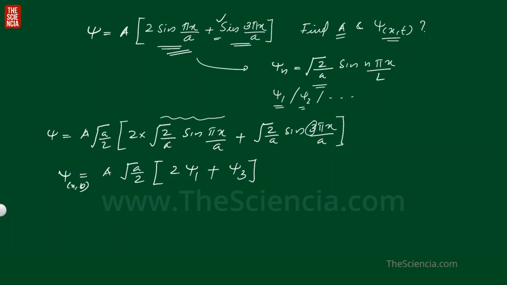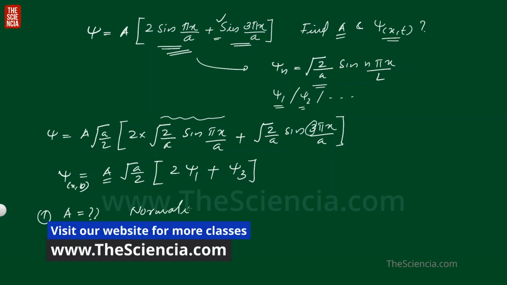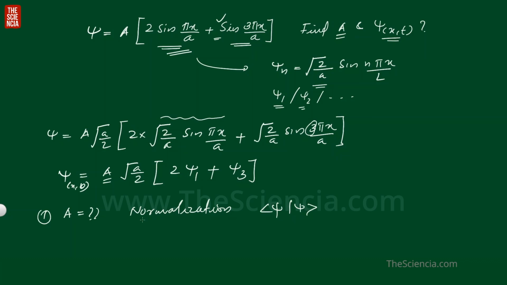Now we have to find out this a. How can we find it? We have to do the normalization. That is, bra psi ket psi. Just by looking at the equation, you can directly write the condition that this is equal to 1. Just look into the problem and write the normalization condition, that is a square into a by 2 into 2 into 2, that is 4, plus 1 is equal to 1. By manipulating this equation, you will get a value equal to root 2 by 5a.